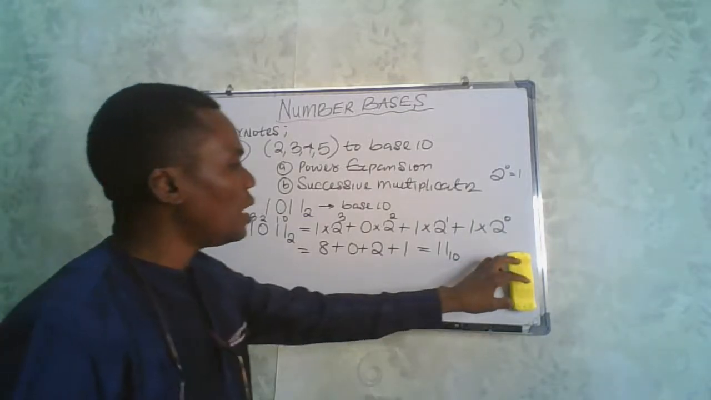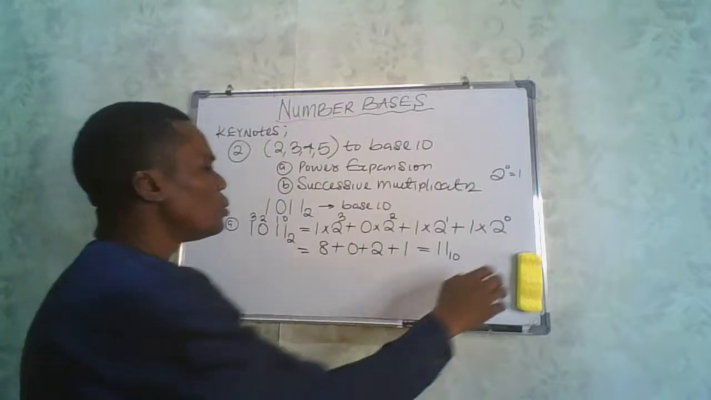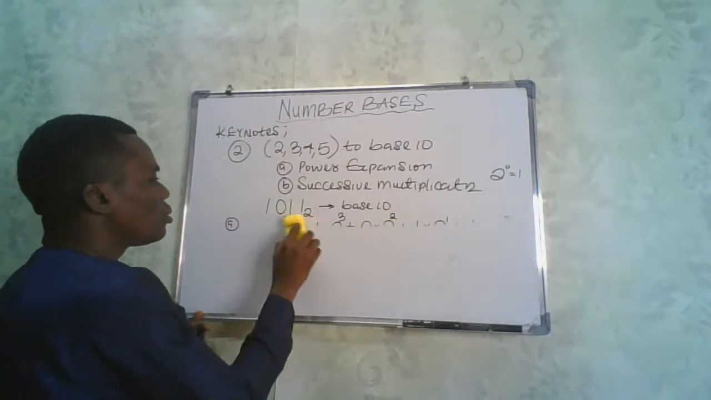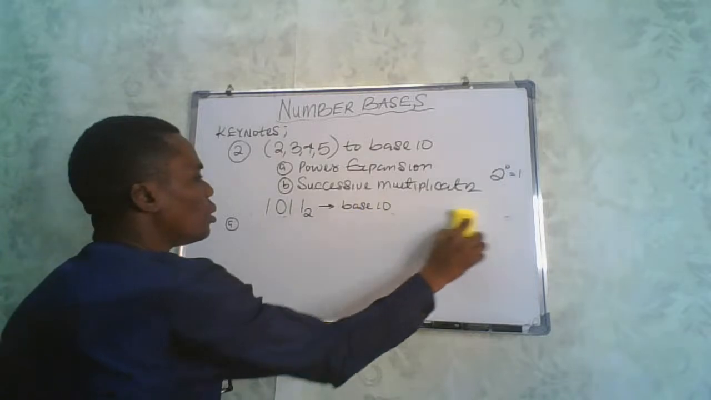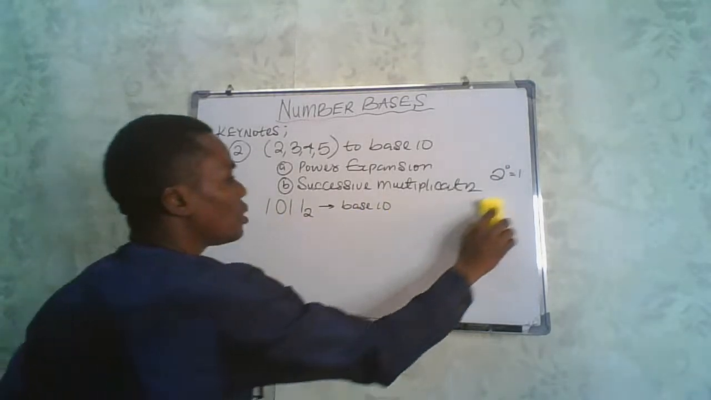Now, look at the time it took us to do this. Now, we're going to solve this using method 2. In method 2, we are going to use the successive multiplication method.